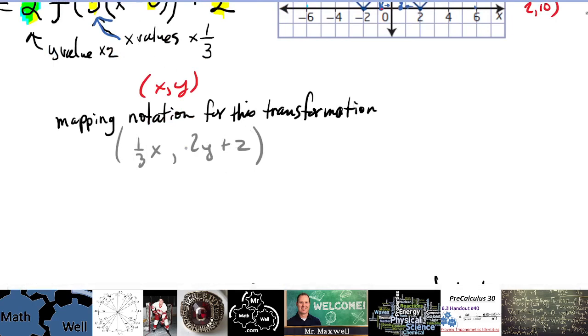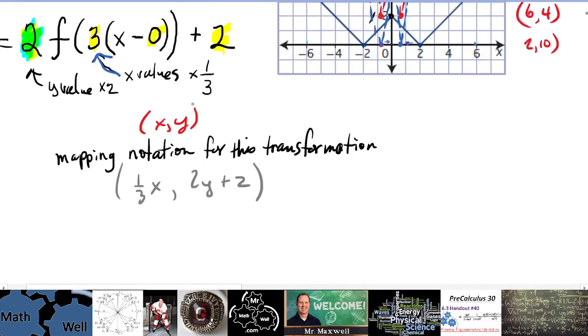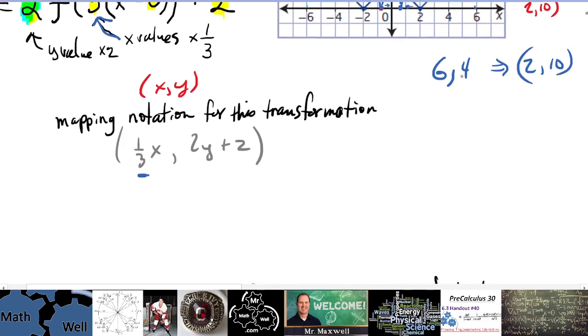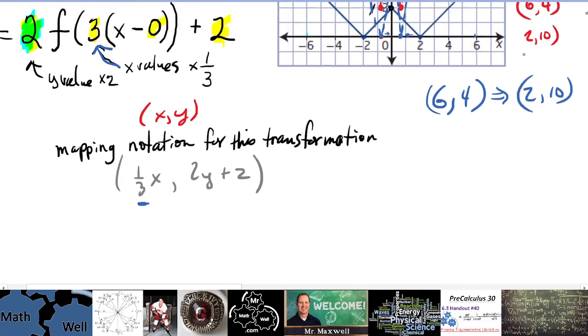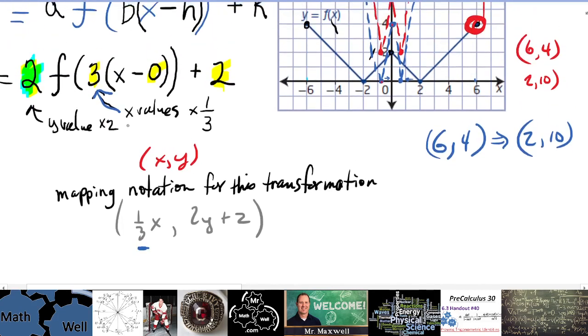All right. So 1/3 x. Now remember we did every x value times 1/3. So this is your mapping notation. That's 1 over b times x. So every x value got multiplied by 1/3. Let's see if that works. We started with 6, 4, and we went to 2, 10, right up there. So did that work? 6 divided by 3 is 2. Yes, that worked.